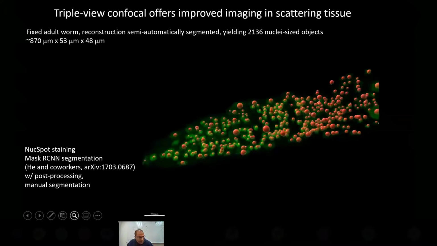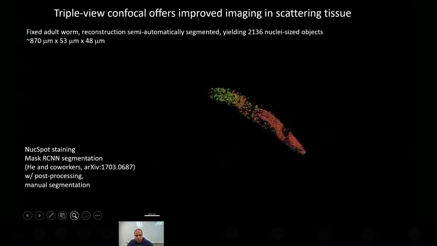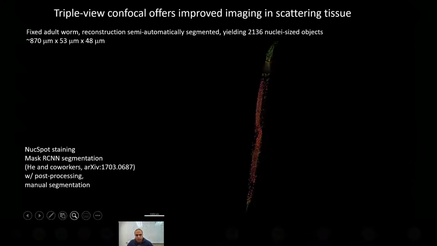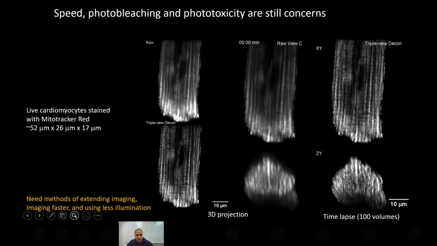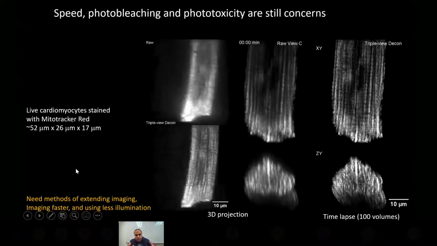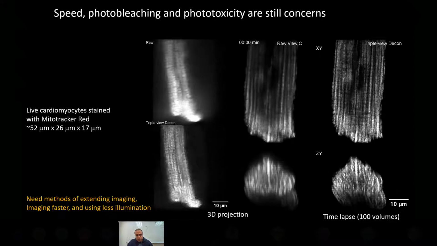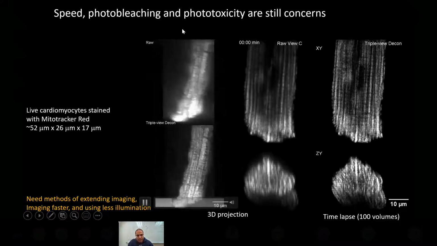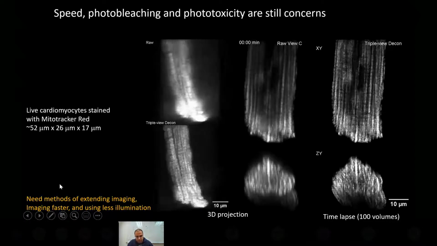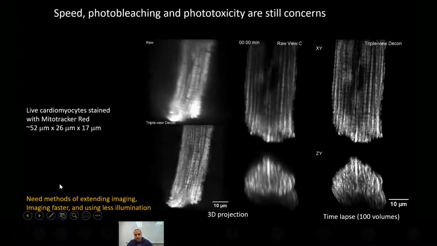But of course, no microscopy technique is omniscient. And one issue that I've mentioned before in confocal microscopy is the dose, right? So if you look at a live sample, like this live cardiomyocyte, these are the cells that beat inside your heart. And Chris Combs at NHLBI was kind enough to give us some of these samples that we stained with MitoTracker Red. If you look at any individual volume, the triple view result is better than the single view result. The mitochondria are more clearly defined. There is this scattering haze in the raw single view results that is mitigated after you combine all three views.